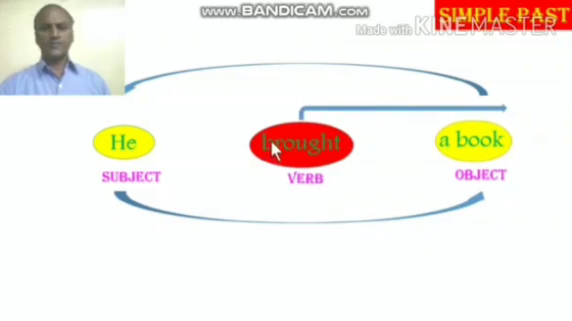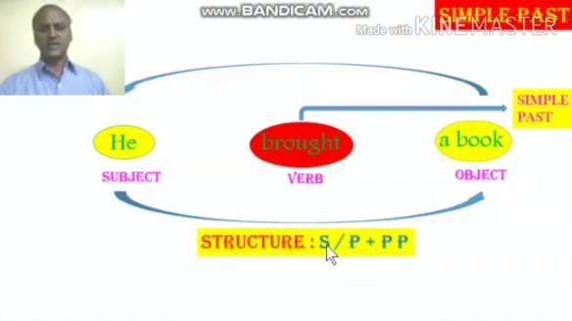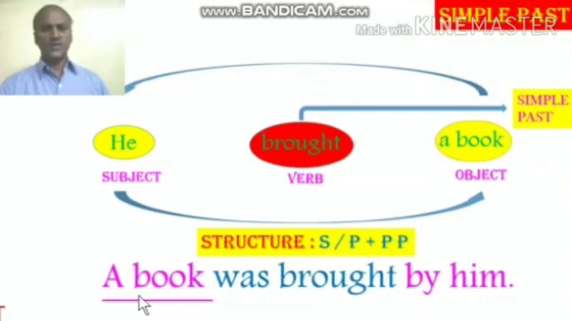Find the verb. What is in simple past. So since the verb is in simple past, then what is the structure to be followed? The structure for simple past is singular plural plus past participle. Now the answer in the passive form is a book was brought by him.